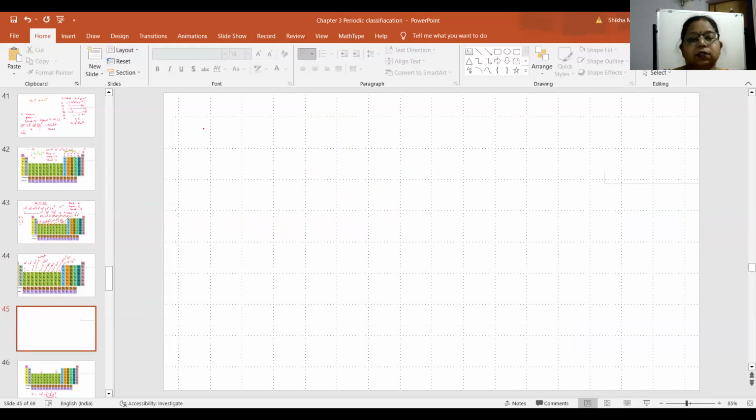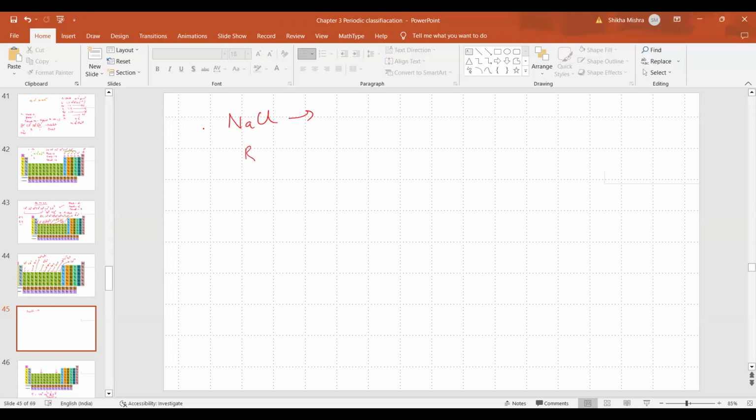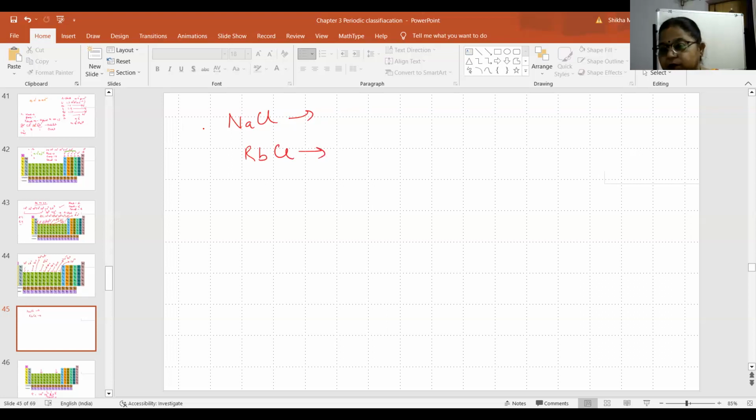We know the structure of, let's say, sodium chloride. I'll take the easiest example. They ask me what is rubidium chloride, an ionic or a covalent compound? How will I answer? This was the purpose of making a periodic table. You don't know rubidium, but if you know that in the periodic table it is placed below sodium, then you can say it will form an ionic bond like sodium chloride.